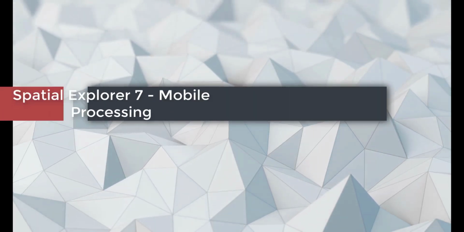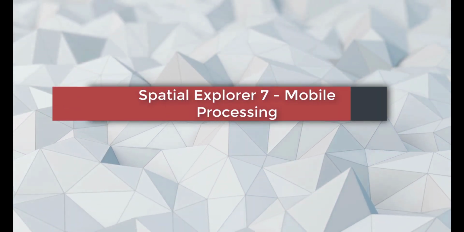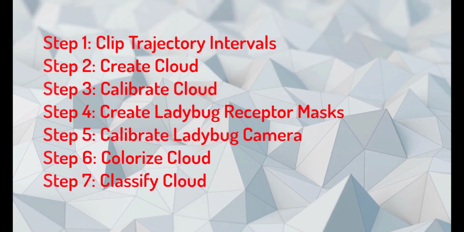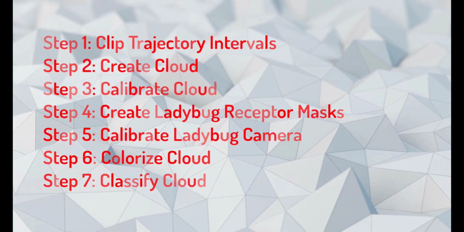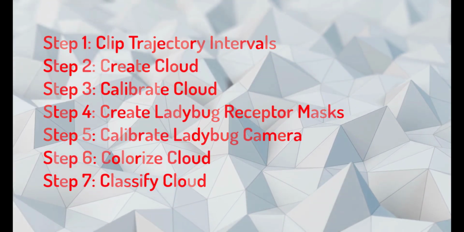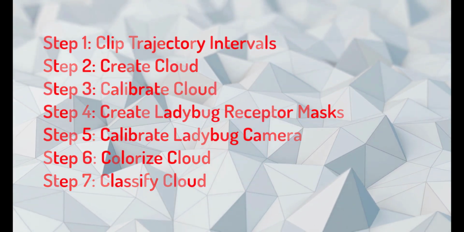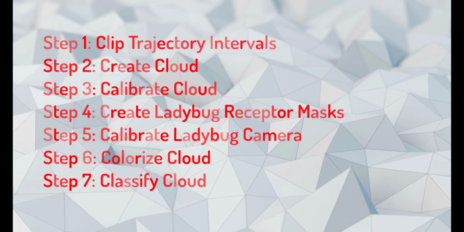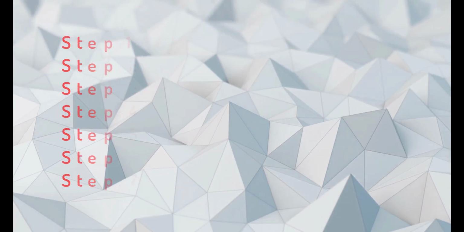This video demonstrates how quick and easy it is to perform mobile LiDAR calibration and imagery processing within SpatialExplorer version 7. We will start by clipping trajectories to define the intervals where we want to generate a point cloud. We will then calibrate the point cloud, create camera masks, and calibrate the camera, and finally, colorize and classify the point cloud. Let's get started.